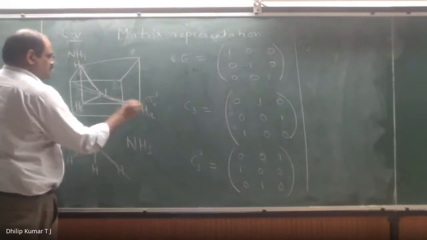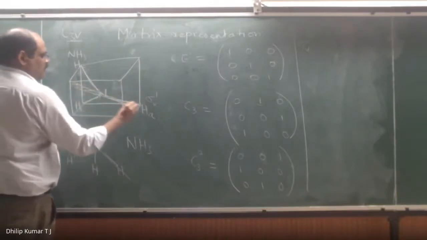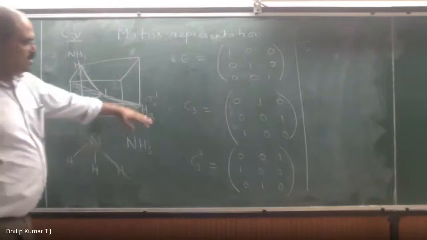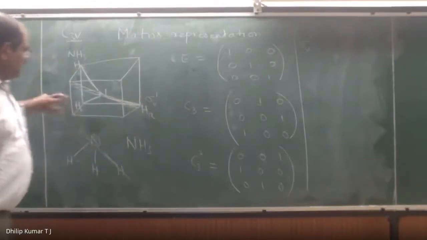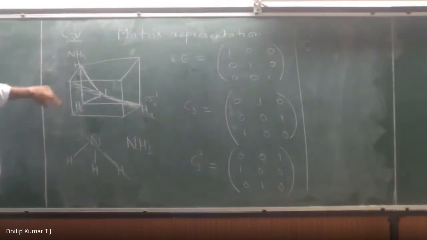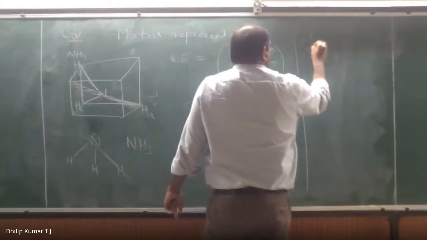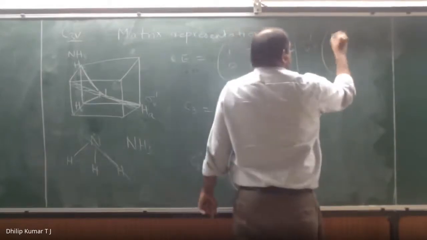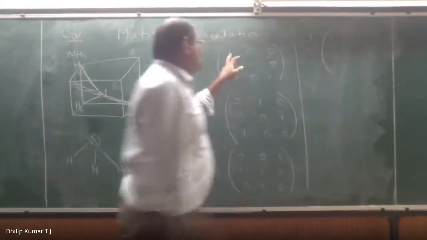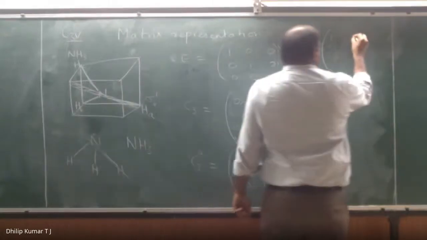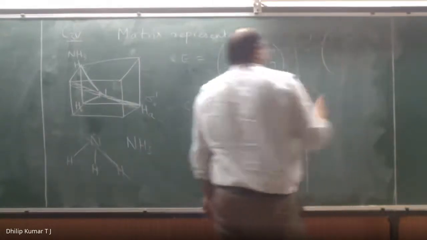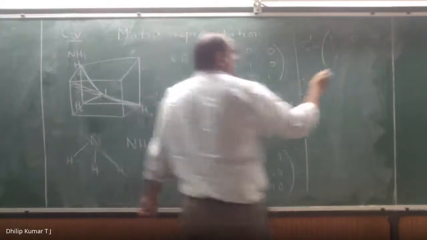I'll place a mirror here. The HA position is not going to change; it will remain as such, whereas HB and HC will be interchanging. HB will go here, HC will come here. So for sigma V prime, I can write the matrix as: HA is not going to change, so the original place is 1. I'm writing 1 there, 0, 0.